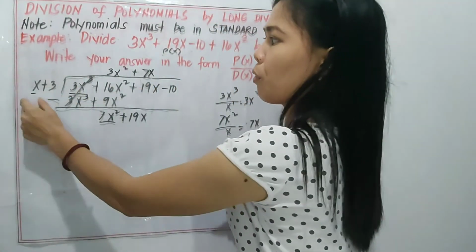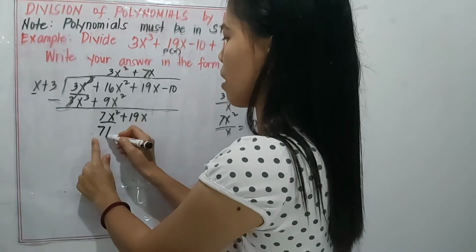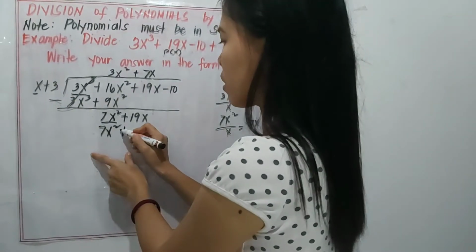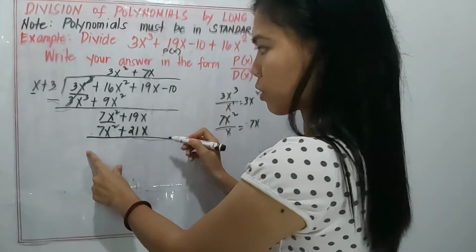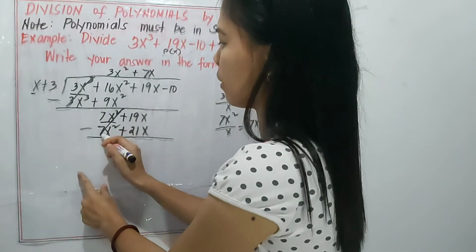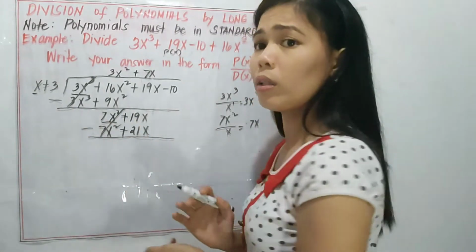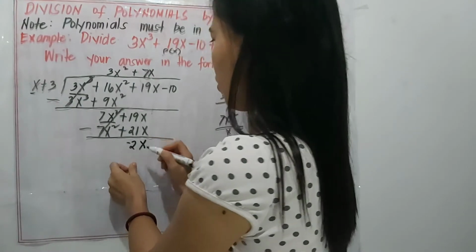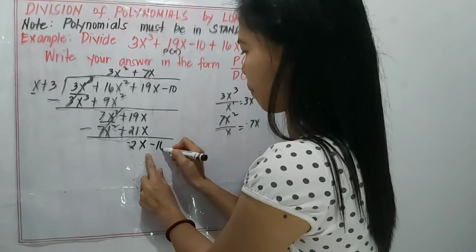Multiply this to this binomial. 7x times x is 7x squared. 7x times 3, positive ulit, so plus 21x. And then next operation is, we subtract. Again, this will be cancelled out, kasi 0 na siya. 19 minus 21 is negative 2. And then copy the common variable x. The last one, bring it down, negative 10.